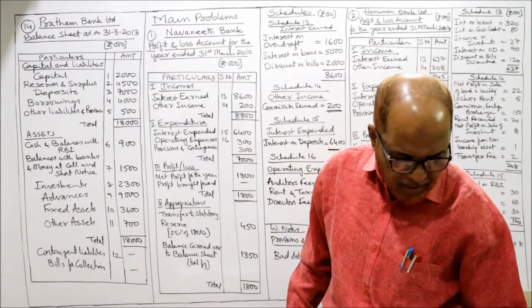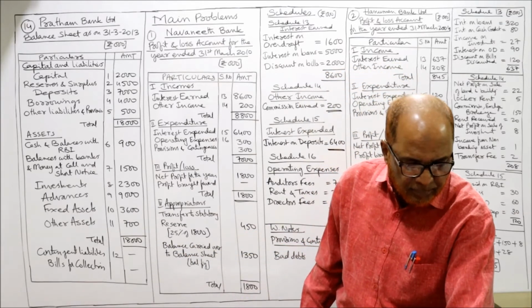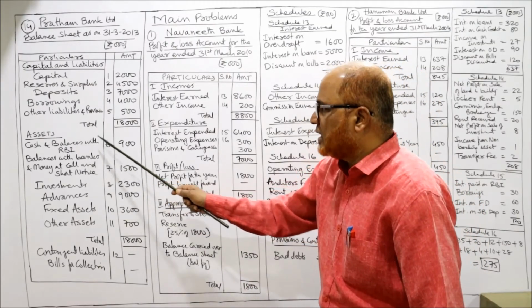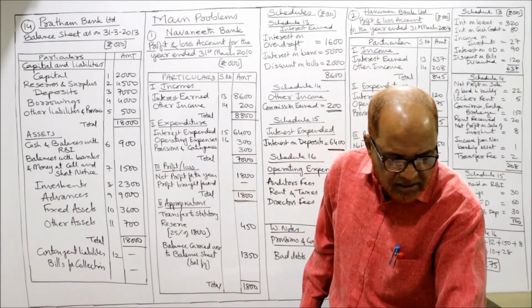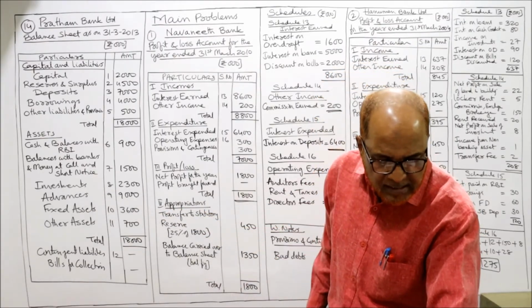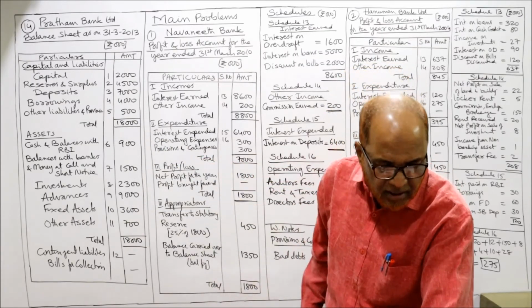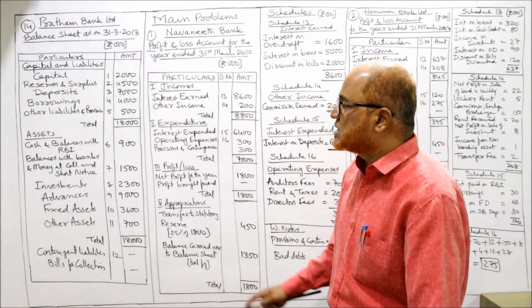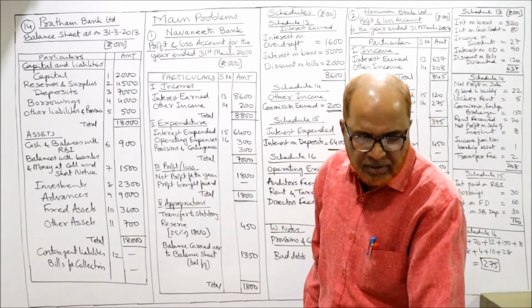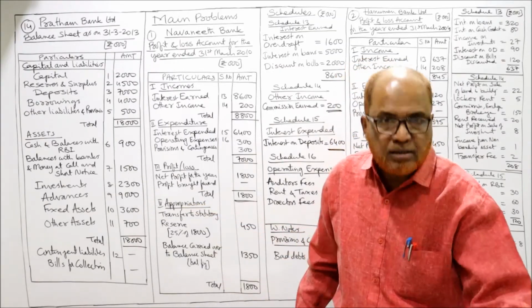Next item, other assets 700. Next item, cash and balances with RBI 900. Next, investment 2,300. Next, other liabilities and provisions 500. Next come fixed assets 3,600. Next comes balances with banks, money at call and short notice 1,500. All the items, whatever is given in the problem, we have to take.